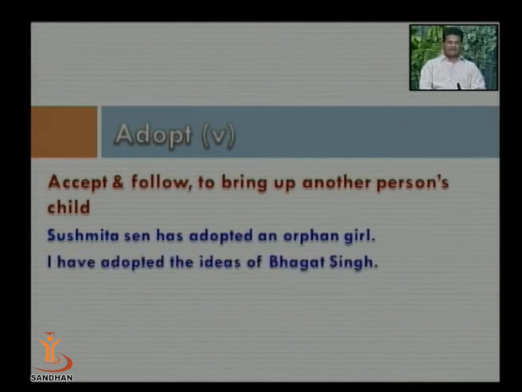I have adopted the ideas of Bhagat Singh. Now here ideas have been adopted.